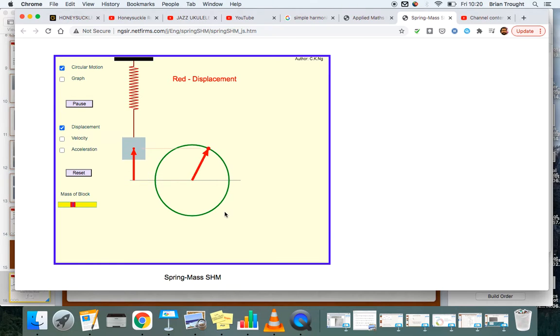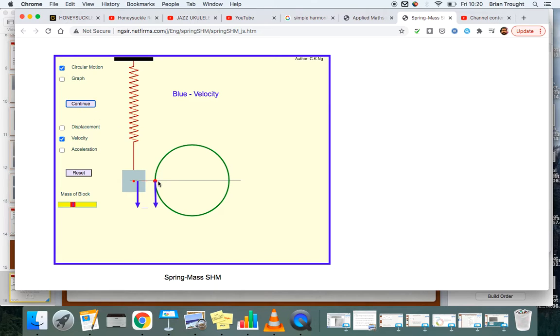And what that means then is everything related to simple harmonic motion is also related to motion in a circle. So we can use some of the maths for circular motion and apply it to simple harmonic motion if required. Okay, let's have a look at the velocity. And we'll pause this in stages.